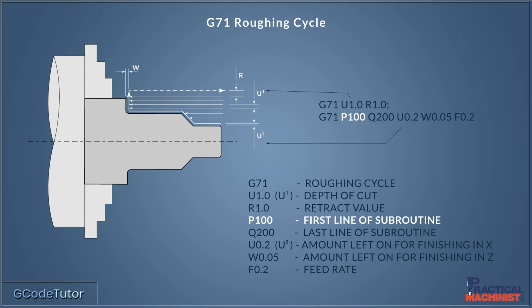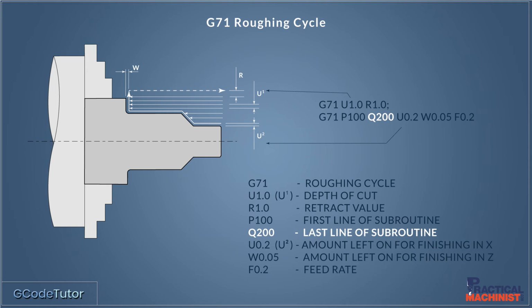So when the machine reads P100, it will search through the program until it sees P100 in the program, and it knows that is the start of the subroutine, and it will start reading the profile of the part from there on. When it reaches Q200, it will stop reading the subroutine and move back to the beginning. Now this can be done without calling a subroutine, but to make things easier when we come to use a finishing cycle, we can recall this subroutine again to do the finishing pass. But more about that in a minute.